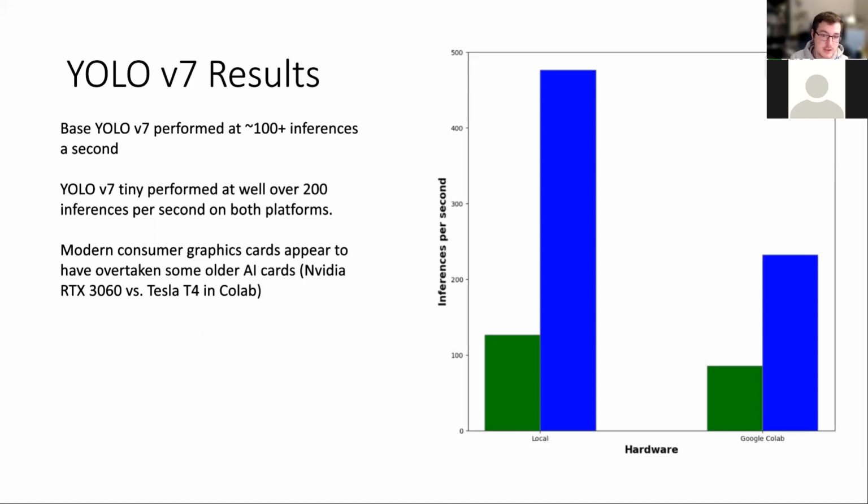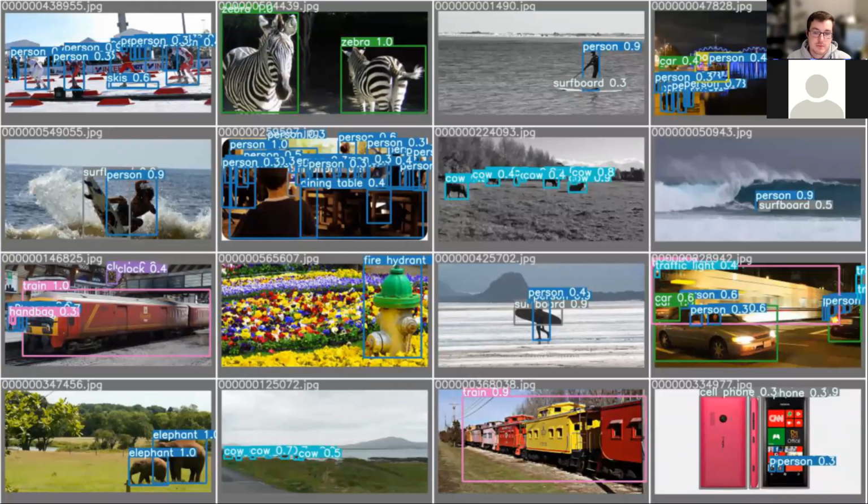On the next slide, we have some of the results of running the YOLO algorithm on one of their test images. Although also worth pointing out, the base model has a mean average precision of 0.497, while the Tiny model had a mean average precision of 0.36.